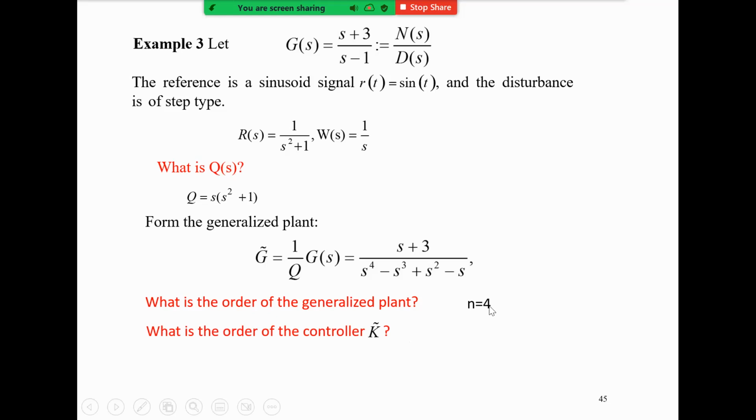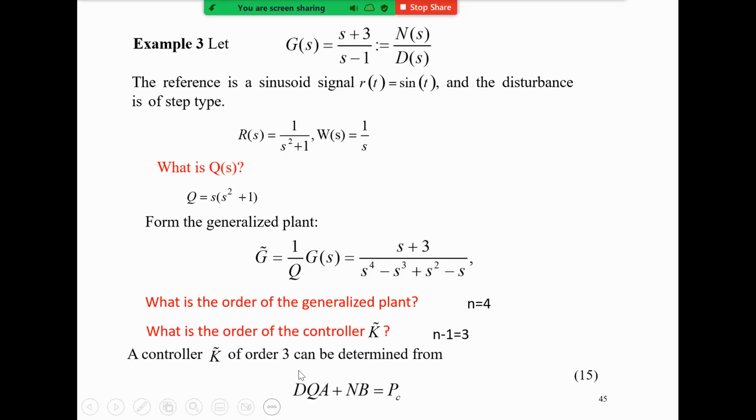If n equals 4, what is the order of the controller? In part 1, your short-term memory is supposed to be very good. N minus 1, so 3. Then we say the design controller of order 3 can be determined from this equation. Because this is 4, and the controller is 3.